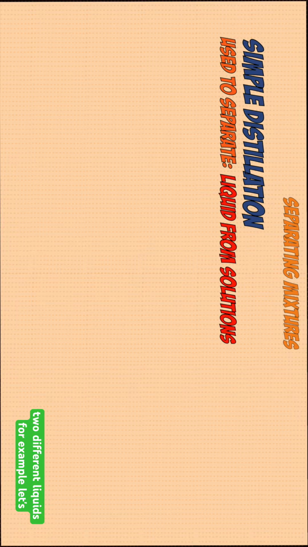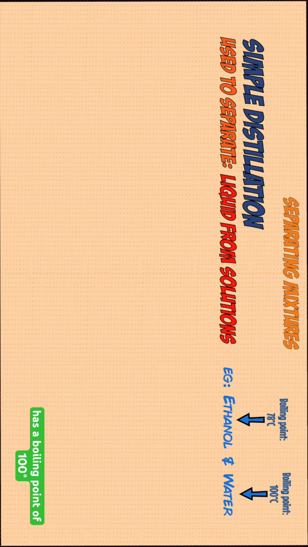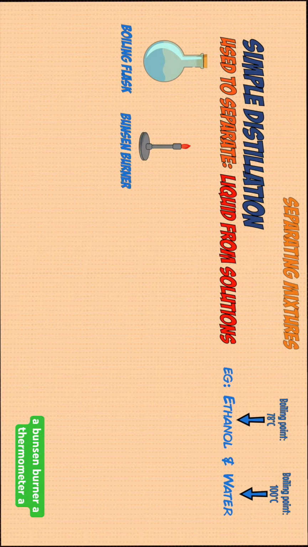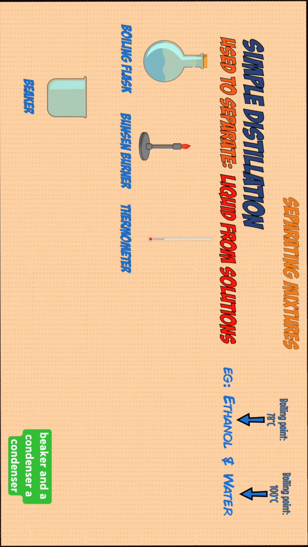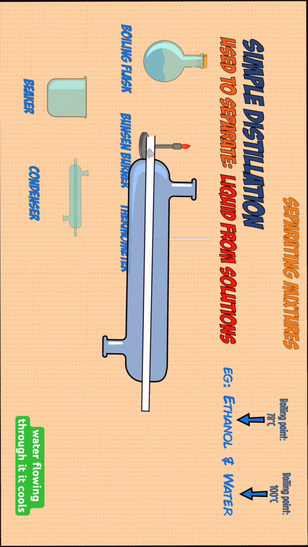For example, let's say we had a mixture of ethanol and water. Ethanol has a boiling point of 78 degrees, whereas water has a boiling point of 100 degrees. To separate the two, you'll need a boiling flask that's closed off, a Bunsen burner, a thermometer, a beaker, and a condenser. A condenser is basically a tube with a jacket around it which has cold water flowing through it. It cools down and condenses gases that flow through it.